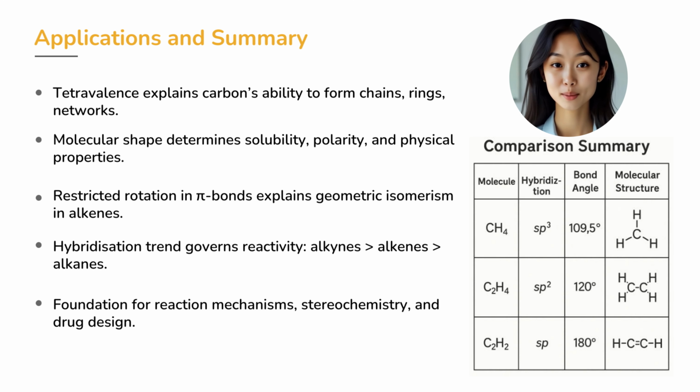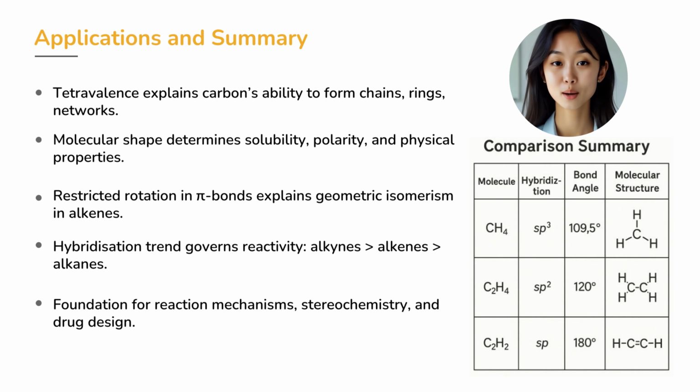So, what's the big picture? Carbon's tetravalence and hybridization make it capable of building chains, rings, and networks. These shapes decide whether a molecule dissolves in water, how high its boiling point is, and even how reactive it will be. Restricted rotation in pi bonds explains cis-trans isomerism, the reason vegetable oils stay liquid while margarine becomes solid. Reactivity also follows hybridization.